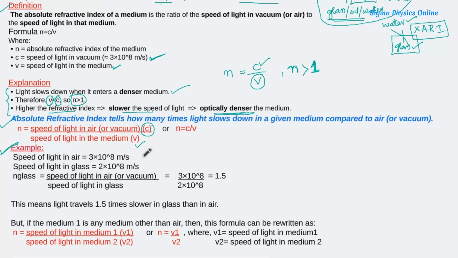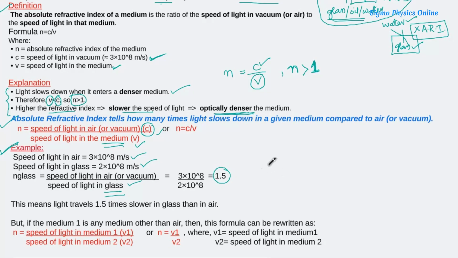The speed of light in air is given as 3 × 10^8 meters per second. But when this light enters glass, its speed reduces to 2 × 10^8 meters per second. That is, it slows down and bends towards the normal because glass is an optically denser medium. So, the refractive index of glass is the speed of light in air or vacuum divided by the speed of light in the medium, here glass. That is 3 × 10^8 divided by 2 × 10^8, which comes to 1.5.